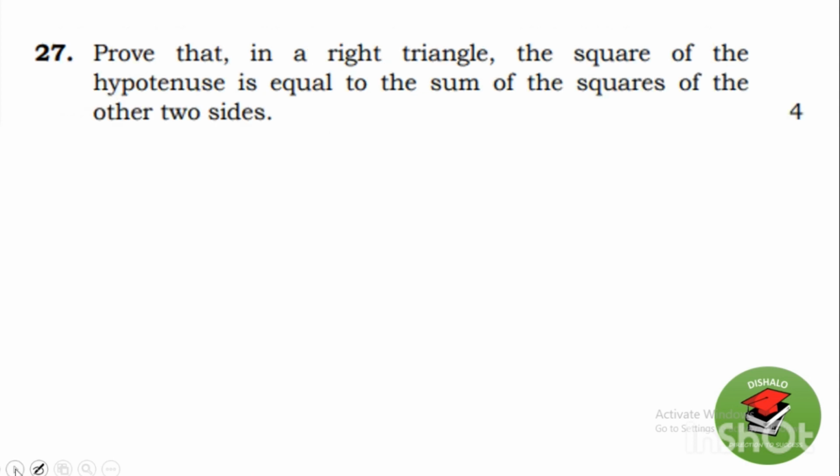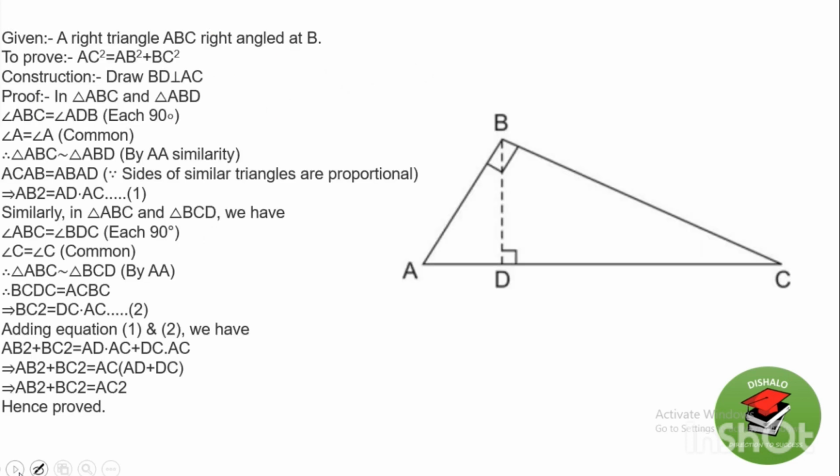Then prove that in a right triangle, the square of the hypotenuse is equal to the sum of the squares of the other two sides. So this is the Pythagoras theorem. Again, I have already explained this in my earlier videos in detail. If you want, I'll put the link in the description box. You can go and watch these videos. Let us move on to the next question.